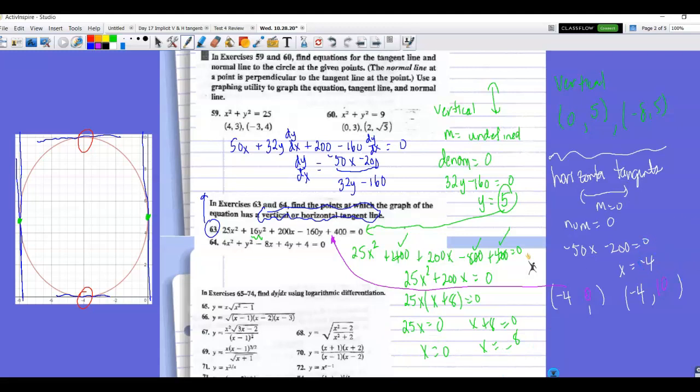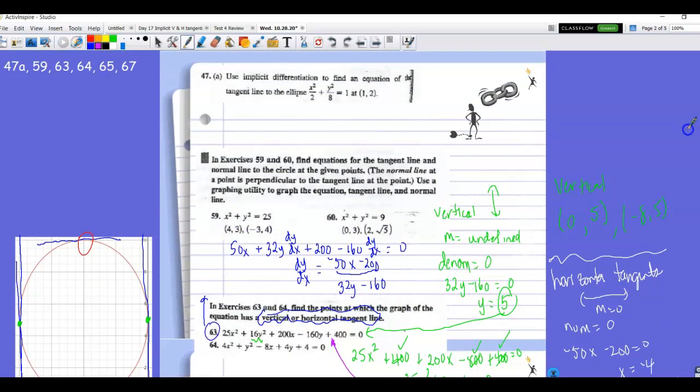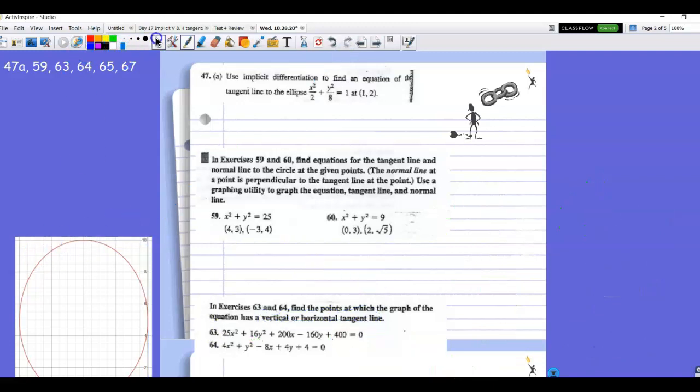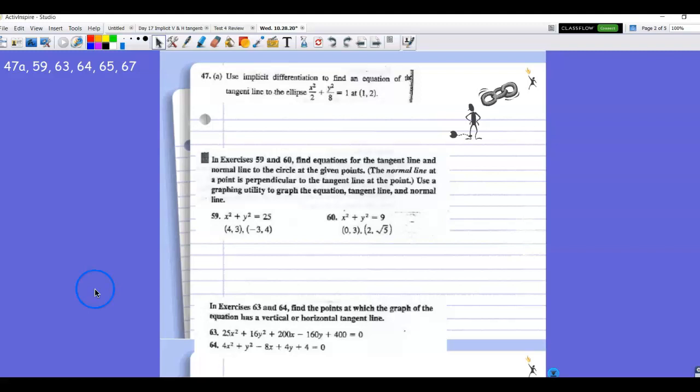All right, what do we have up here next? Number 64. I'm not going to do 64, because 63 and 64 are basically the same problem, and 63 actually has bigger numbers, so I did the one that would be, quote, considered more difficult. Let's take a look at number 65 and see what's different there.